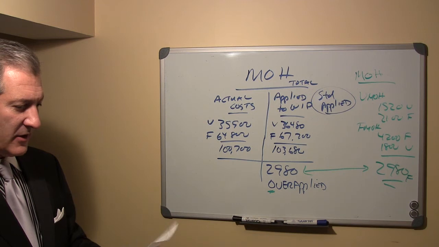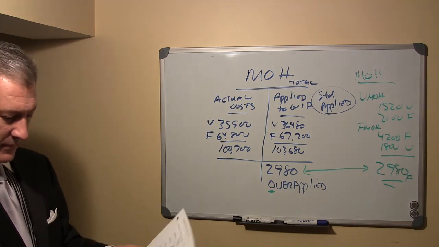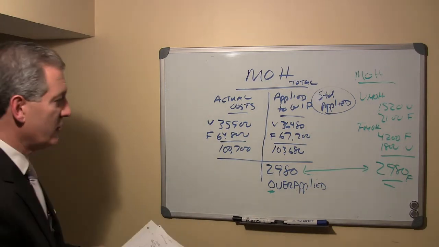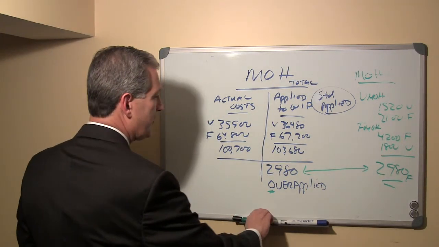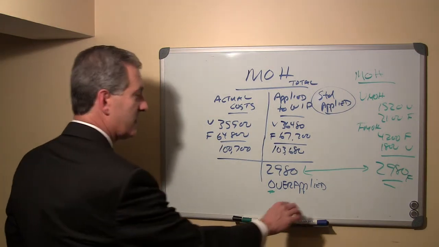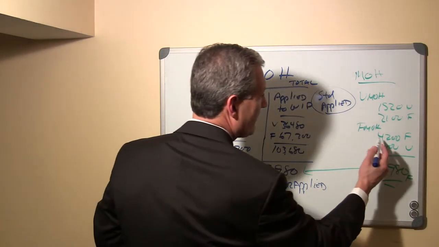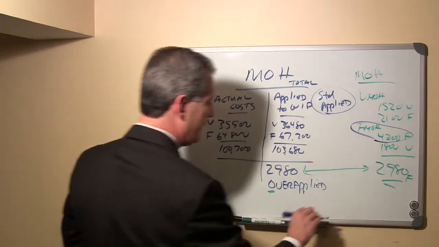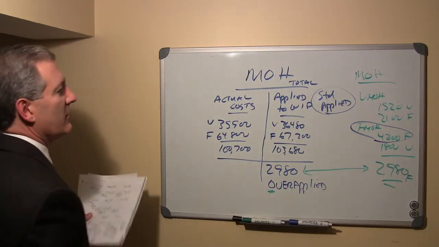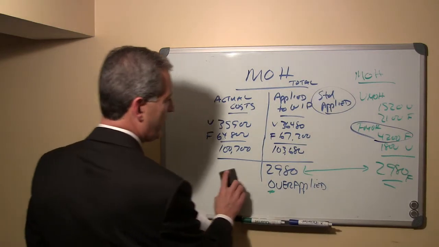The other thing that I'd like you to be able to do is to prove out that volume variance. You can see there is a favorable volume variance right here of $4,200. What does it represent, and why is it favorable? Let's talk about that.